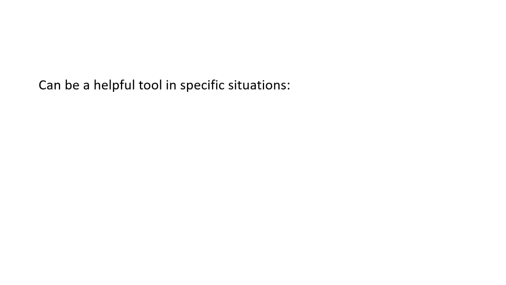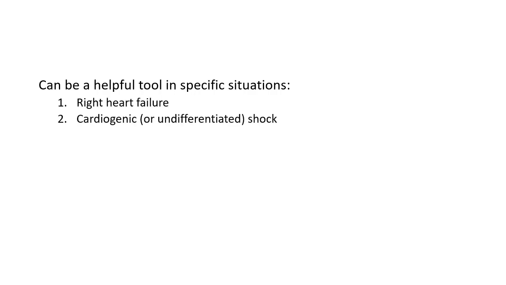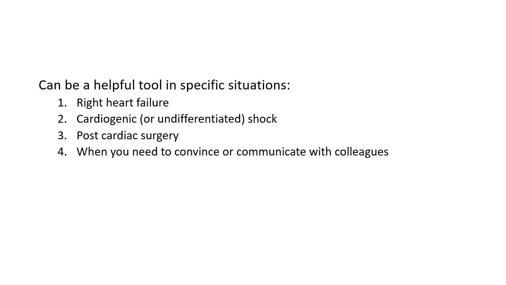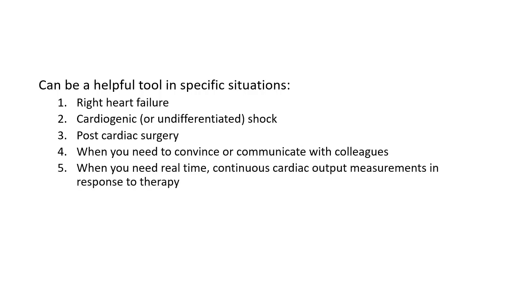And I'll say that it can be a very helpful tool in specific situations in particular. Those would be right heart failure, cardiogenic or undifferentiated shock in order to try to get at, hey, is there a cardiogenic component? Post-cardiac surgery patients, when you need to convince or communicate with colleagues who may want to know what the SWAN numbers are, and it may be difficult to convince them based on other pieces of information. And then 5, when you need real-time continuous cardiac output measurements in response to therapy.